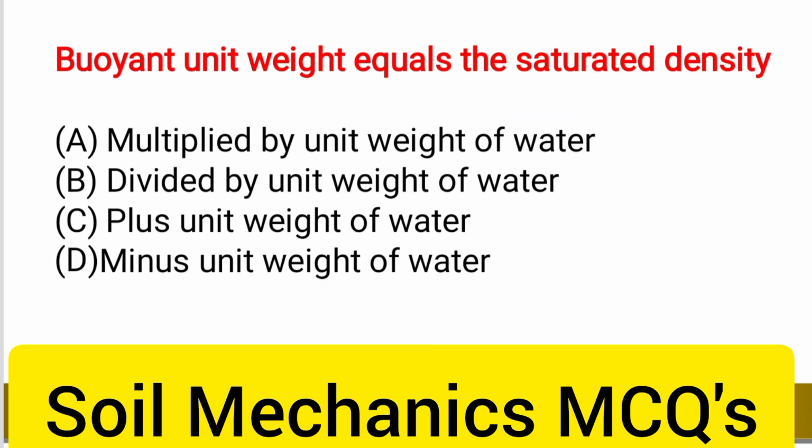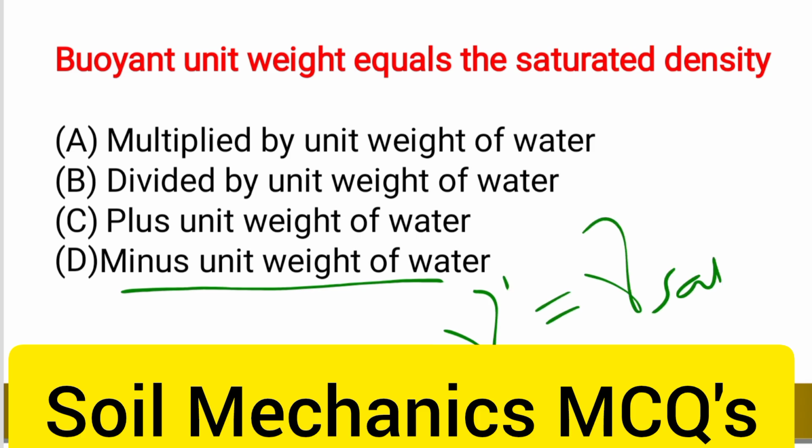Next question, buoyant unit weight equals the saturated density option A multiplied by the unit weight of water, option B divided by the unit weight of water, option C plus unit weight of water, option D minus unit weight of water. So the correct answer is option D minus unit weight of water. So gamma submerged equal to gamma saturation minus gamma W.